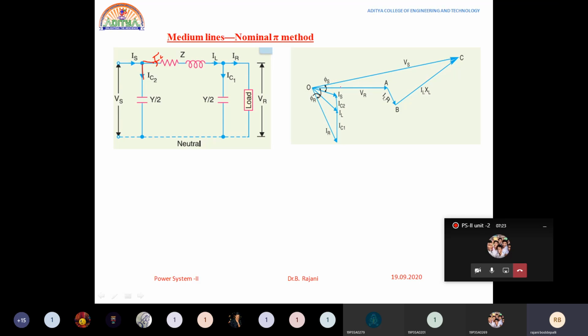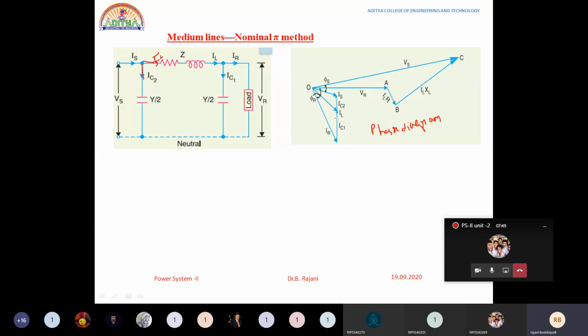Now let us have a phasor diagram. This is the phasor diagram we know, and I've already explained it in the class, but I'll tell you in brief. Taking VR as the reference, IR lags VR by an angle of phi r.